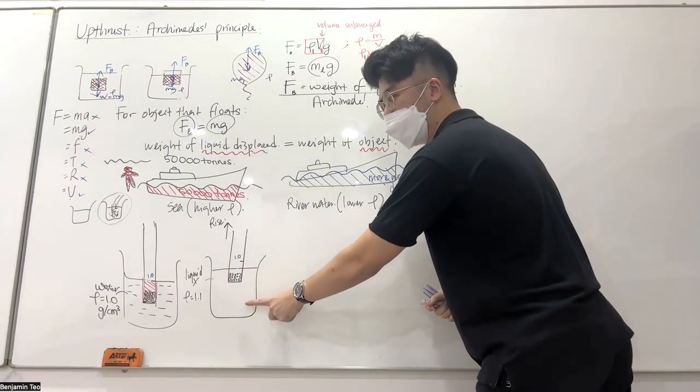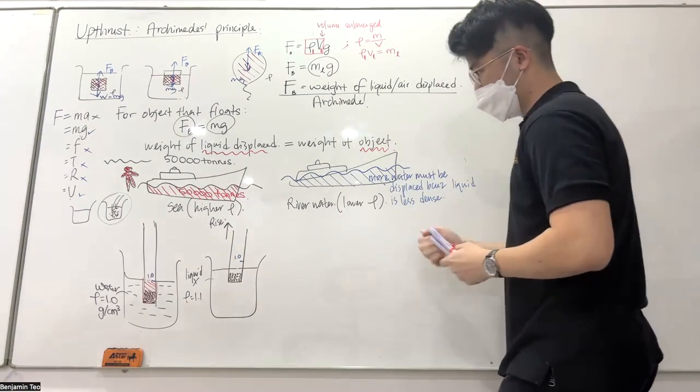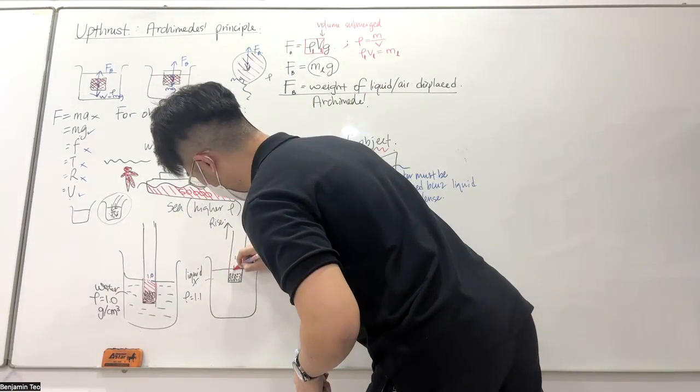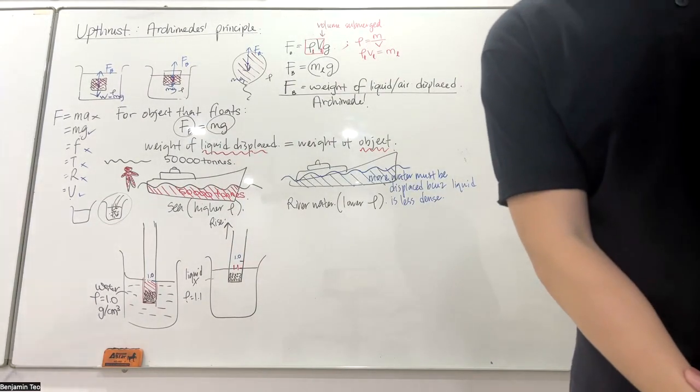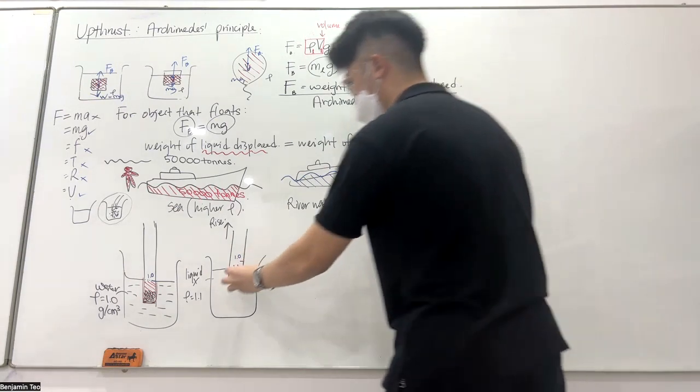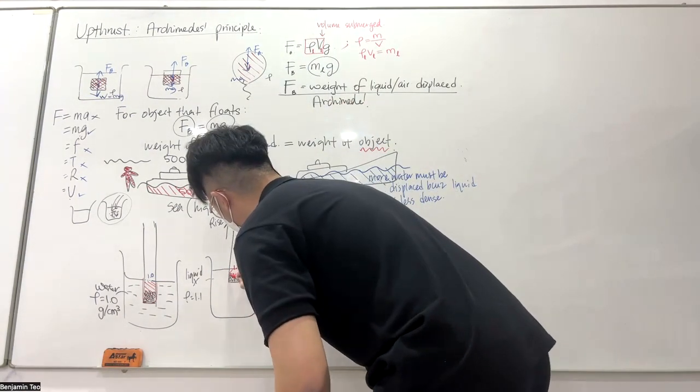Then we make another marking for this one. Here is 1.1, higher density. Okay, so how much volume do you displace? This much.